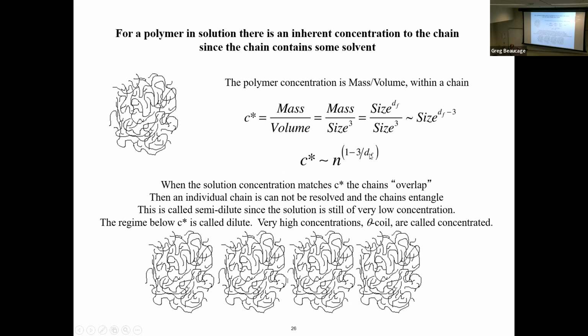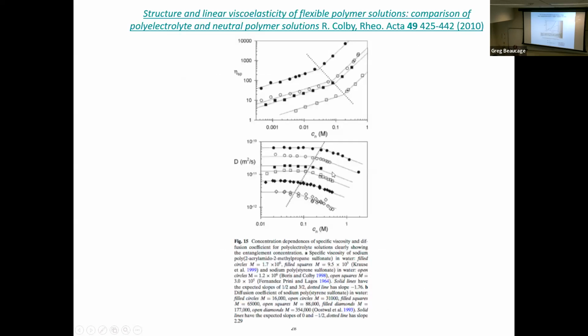You know the fractal dimension is either 5/3, 2, or 1 for a rod. So this power is going to end up being minus 0.5 for theta, minus 0.8 for a good solvent, and minus 2 for a rod. Because for a rod, df is 1, that's 1 minus 3, which is minus 2.